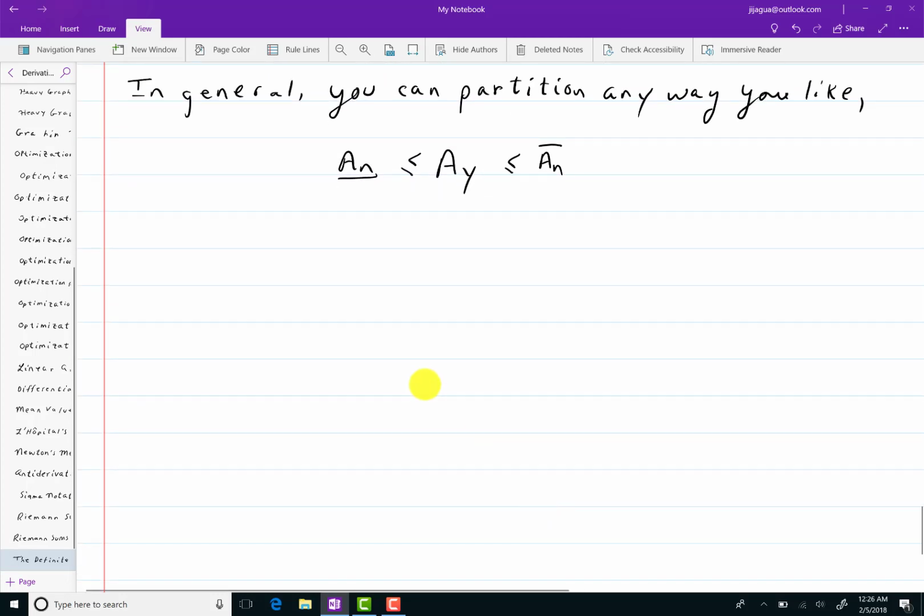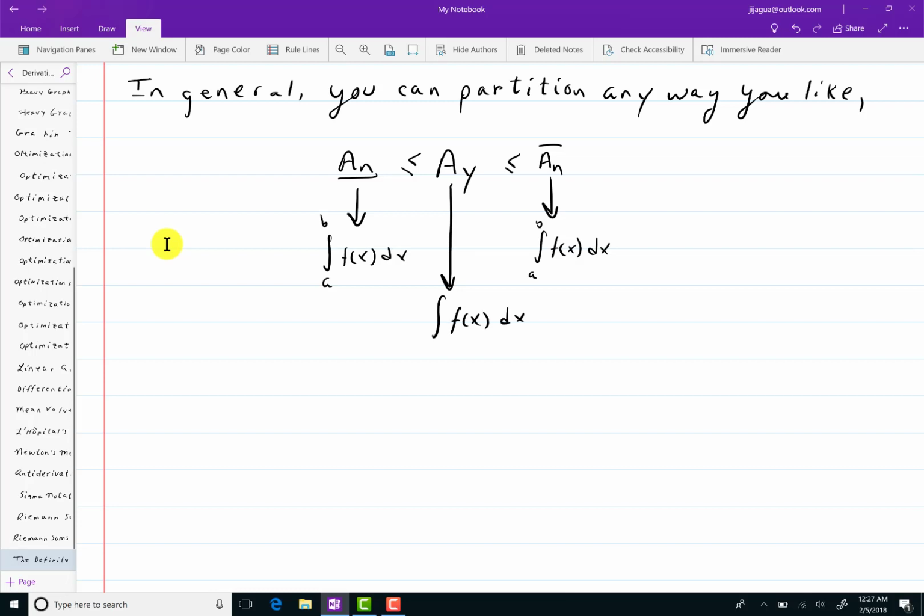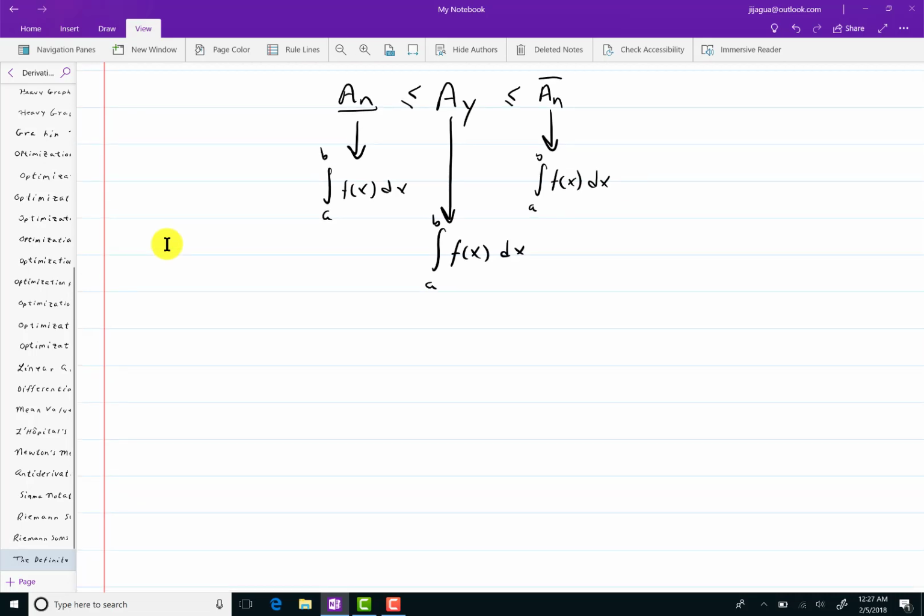Now, since both of these A_n's, below and above, converge to the integral, by the sandwich theorem, or squeeze theorem, whatever it was called in this course, the middle is also forced to converge to the integral from a to b of f of x dx. All three of these things will converge to the same thing because the sandwich theorem ultimately will do that for us.